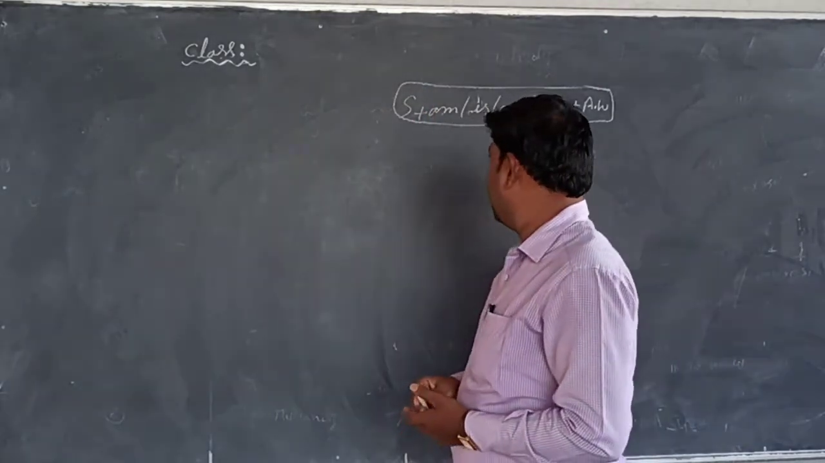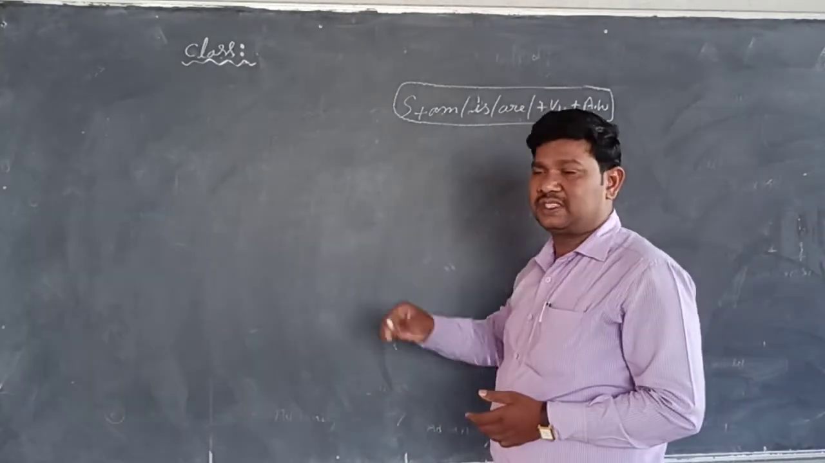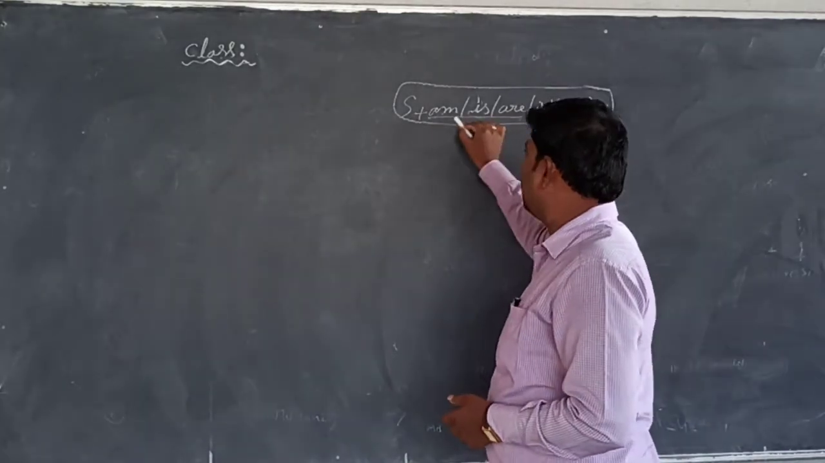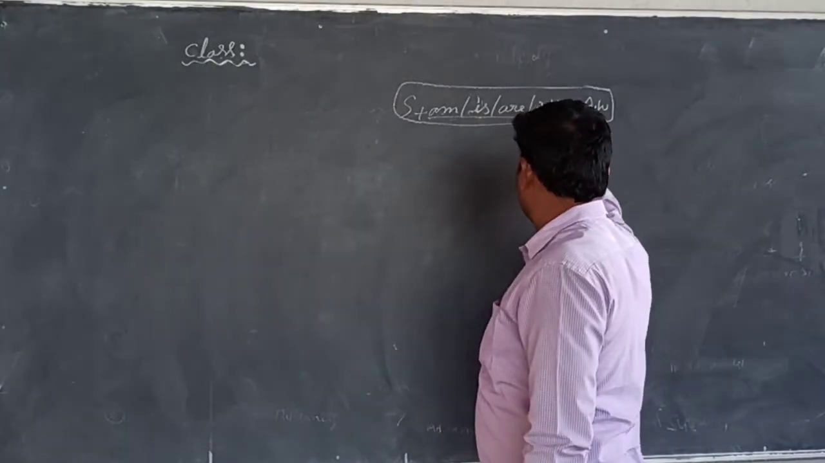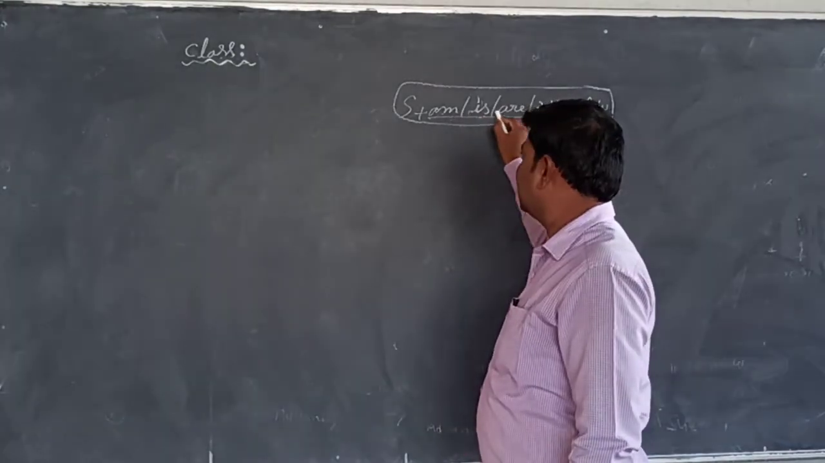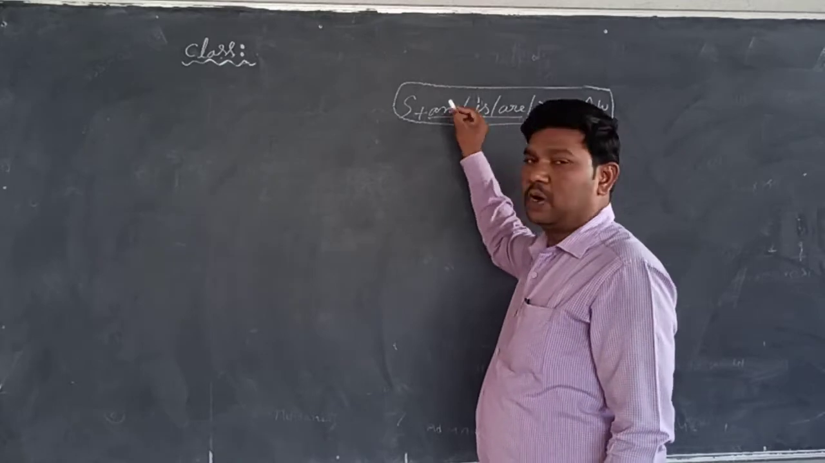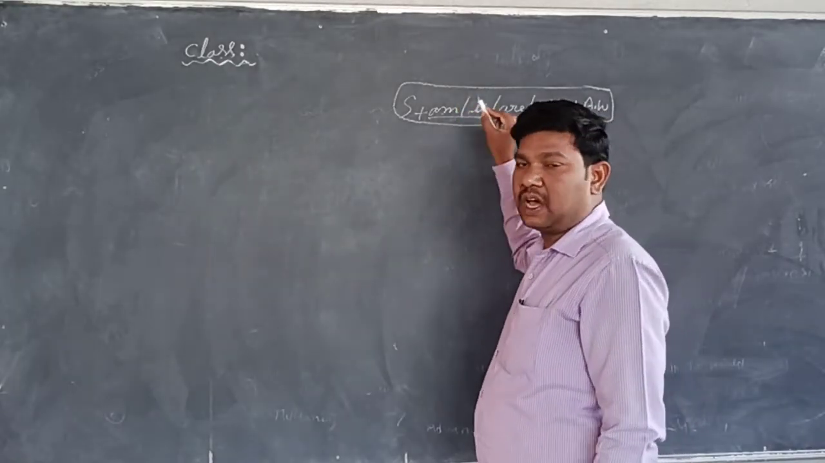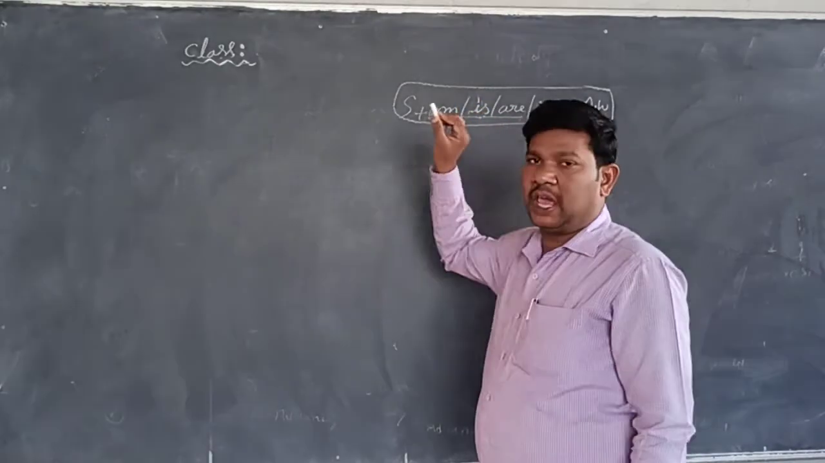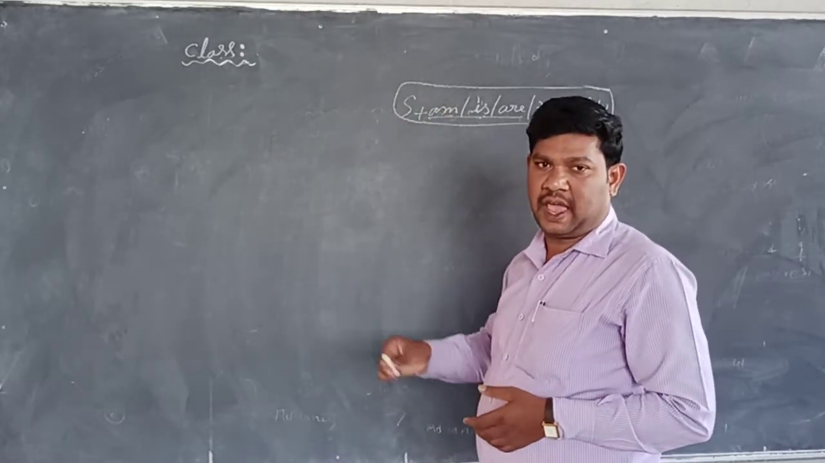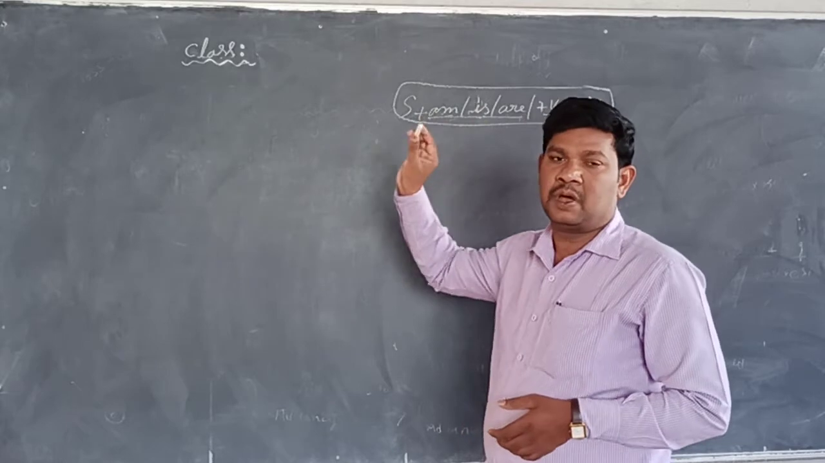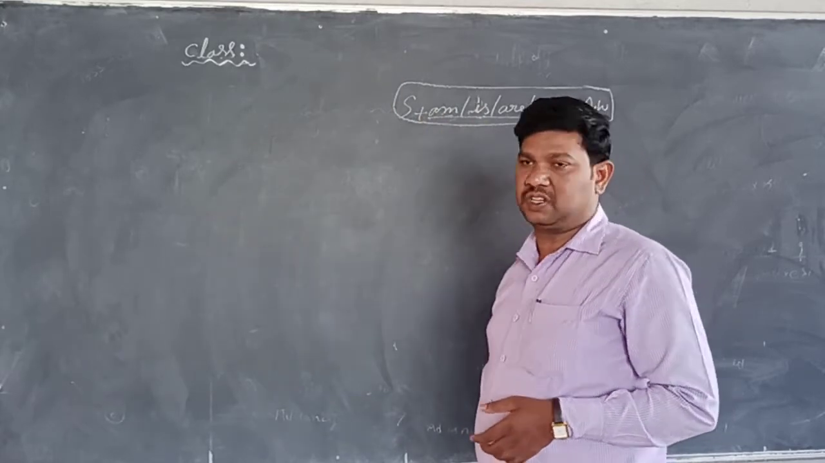So we already know when to use it. Am, is, are are called helping verbs, and this one is the main verb, the action verb. I already told you when we use am, is, and are. Am is used only when the subject is I. If the subject I comes, we should take the helping verb am. I am going to college, present continuous tense.